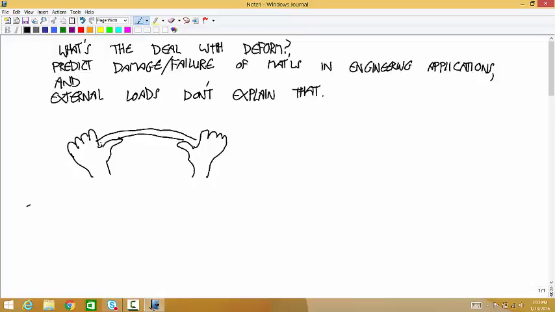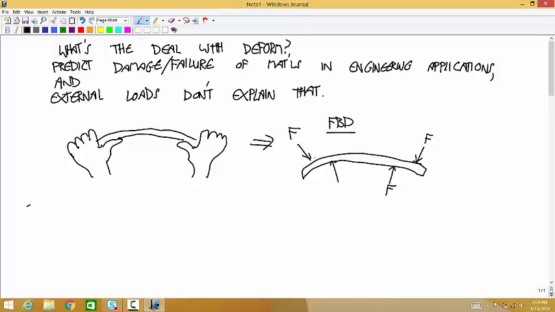Okay, so say you're holding a stick between two hands like this. Free body diagram of the stick looks like, well, there's a force here and a force here. Force here and a force here. Okay. So those are the external loads, but that's not where this stick would break.